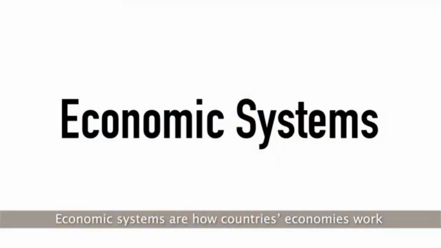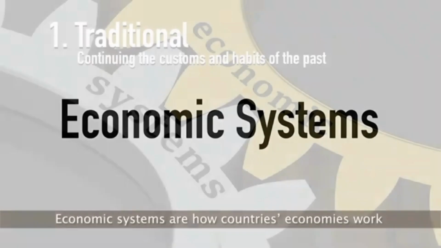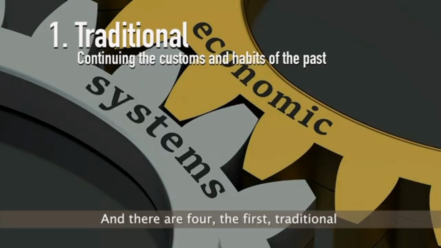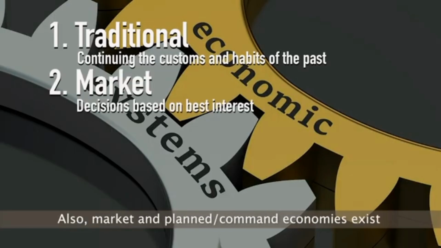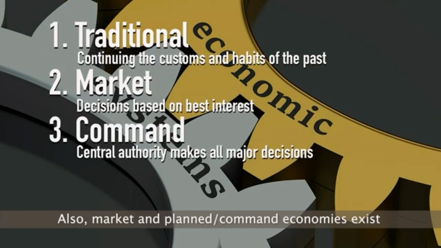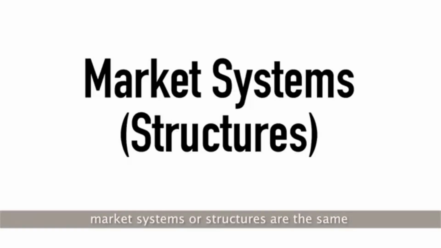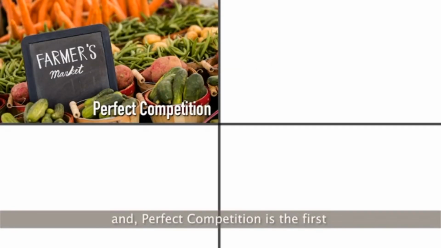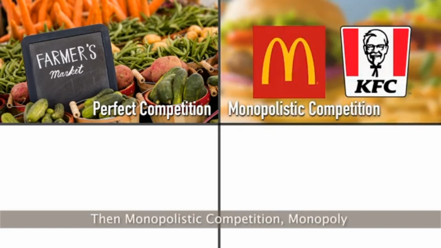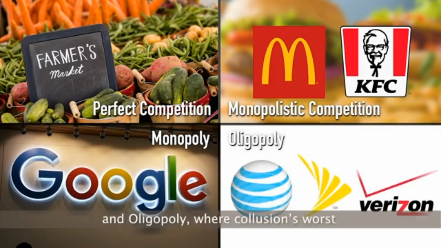Economic systems are how countries' economies work, and there are 4. The first, traditional. Also market and planned command economies exist. Mixed or hybrid type is additional. Speaking of 4, market structures are the same, and perfect competition is the first. Then monopolistic competition, monopoly and oligopoly, where collusion is worst.